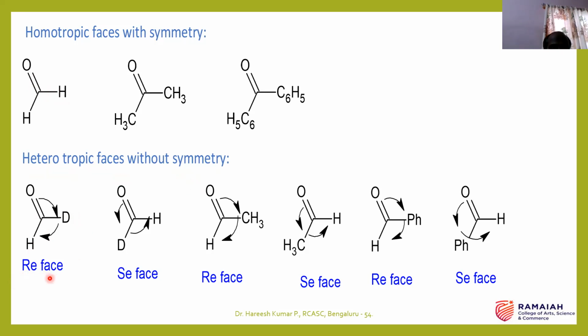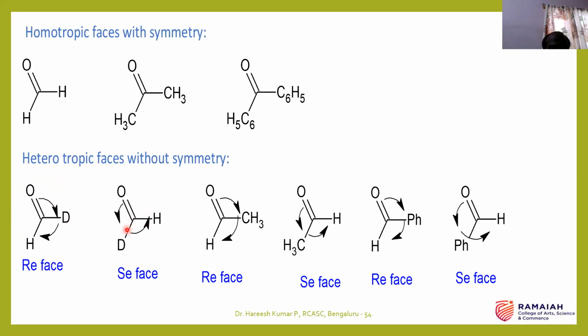One is called Re phase, another one is called Si phase. How do you find the Re phase and Si phase? If you just look into the substituents present on the carbonyl compound. So you know that this is a carbonyl compound. There is a deuterium and there is a hydrogen. So if we are looking into the mass, this is 1 and this is 2. That is the reason this takes priority. That is the reason there will be a movement in a clockwise direction. So that is the reason this face is called Re phase.